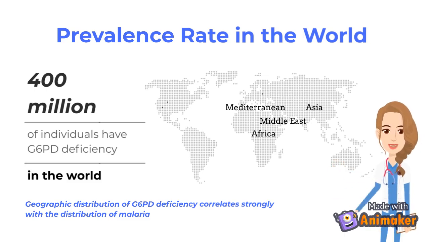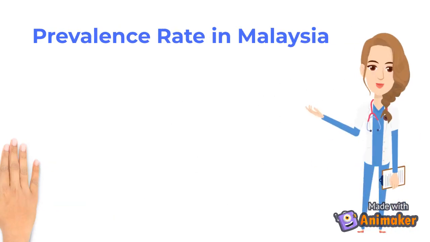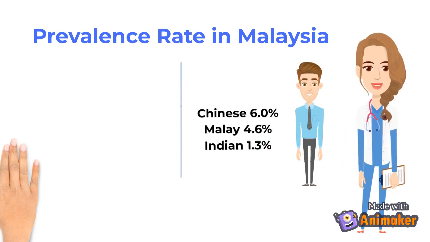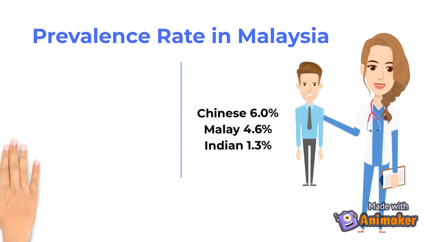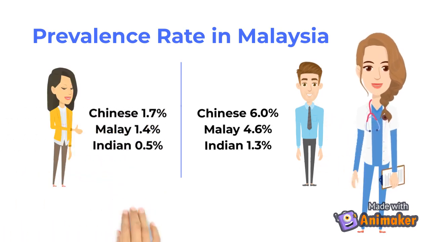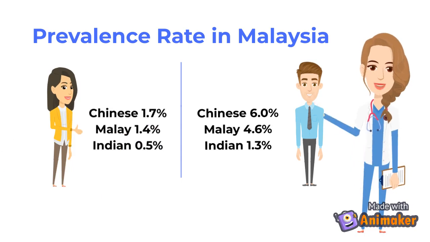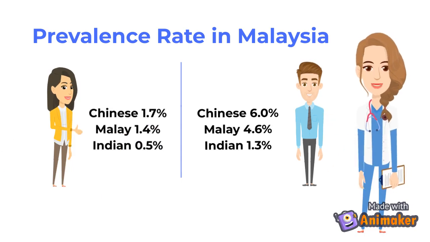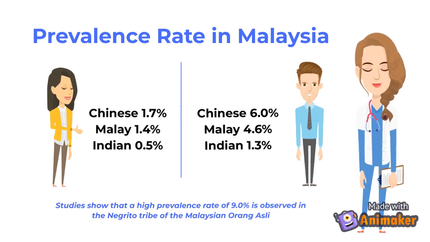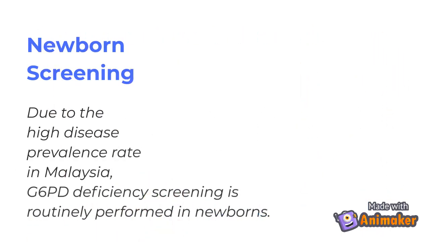severe malaria. In Malaysia, the prevalence of male G6PD deficiency was 6%, 4.6%, and 1.3% in the Chinese, Malays, and Indians respectively, but it is significantly lower in females at 1.7%, 1.4%, and 0.5% respectively. Studies show that a high prevalence rate of 9% is observed in the Negrito tribe of the Malaysian Orang Asli. Due to the high disease prevalence in Malaysia, G6PD deficiency screening is routinely performed in newborns.